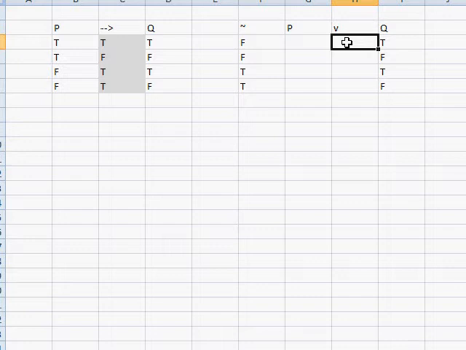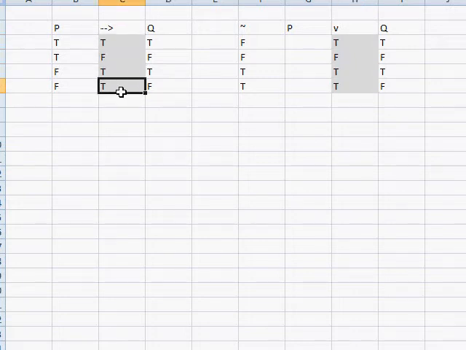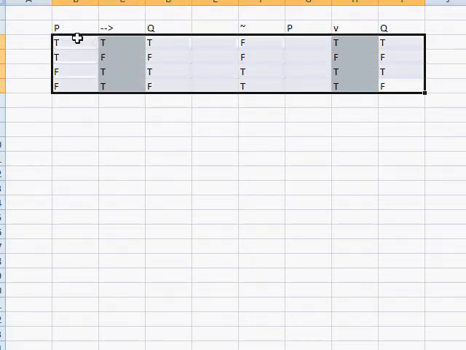The OR operator is true when one of the disjuncts is true. Right here Q is true, so we give it a truth value of true. Right here they're both false, so we give it false. Right here the negation is true, so we give it true. And right here again the negation is true, so we give it true. As you can see, they have the exact same truth values: true, false, true, true, and true, false, true, true. So what that means is that they're logically equivalent to one another.